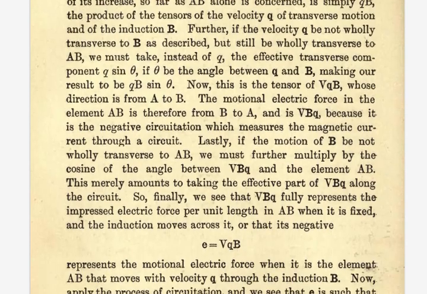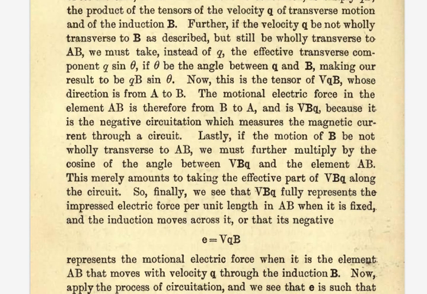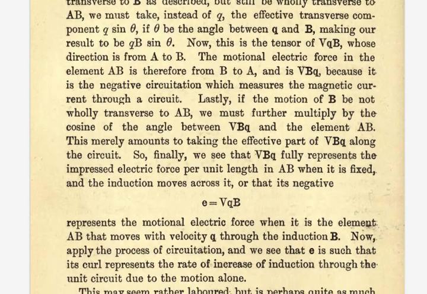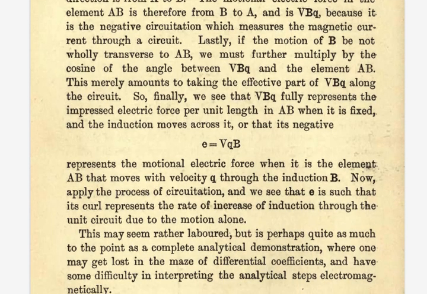Now, this is the tensor of vector product QB, whose direction is from A to B. The motional electric force in the element AB is therefore from B to A, and is vector product BQ, because it is the negative circuitation which measures the magnetic current through a circuit. Lastly, if the motion of B be not wholly transverse to AB, we must further multiply by the cosine of the angle between vector product BQ and the element AB. This merely amounts to taking the effective part of vector product BQ along the circuit. So, finally, we see that vector product BQ fully represents the impressed electric force per unit length in AB when it is fixed and the induction moves across it, or that its negative.